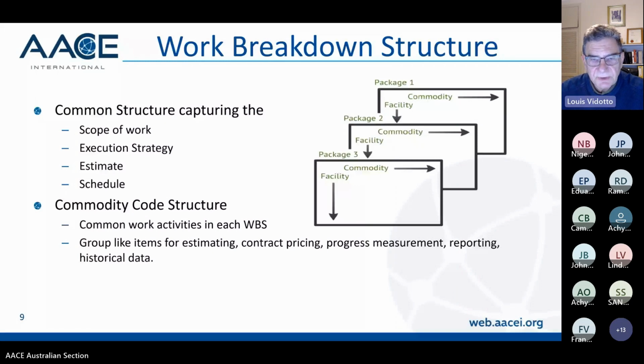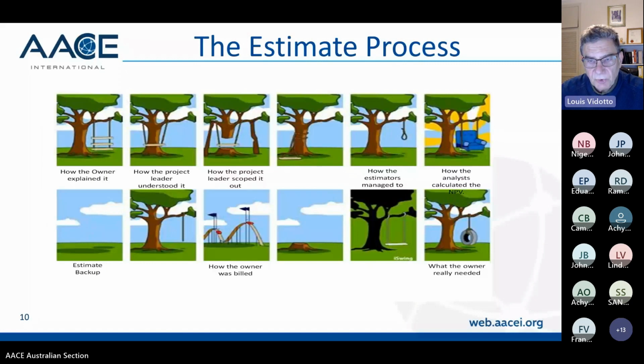So the common structure, as I said, the estimating process really is about capturing what the scope of the project really is going to be. I use this cartoon quite a bit. And I start off when I do training, particularly in estimating, it's really how the owner explained what he wanted built, how the project leader or project manager understood what the owner wanted, how the project leader scoped it out, so he understood something and scoped it out, how the estimators managed to estimate what they thought was the scope of the project, how the analysts captured the estimate and the data or the NPV, estimate backup. What is the data that made up the estimate assumptions, etc.